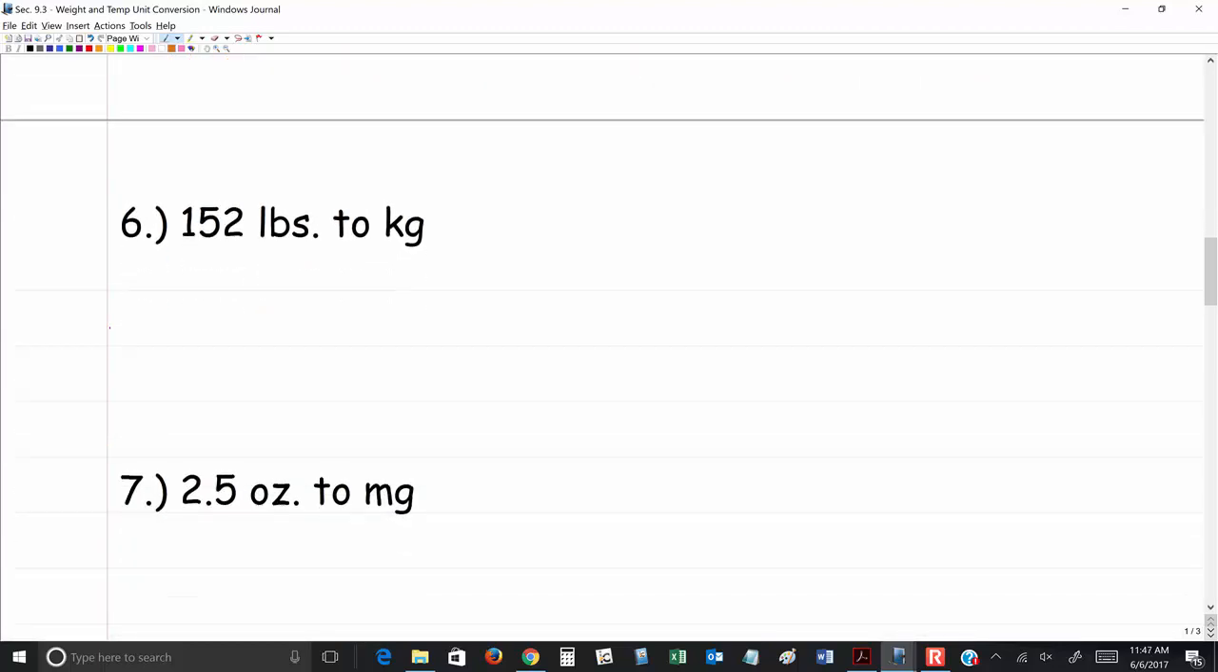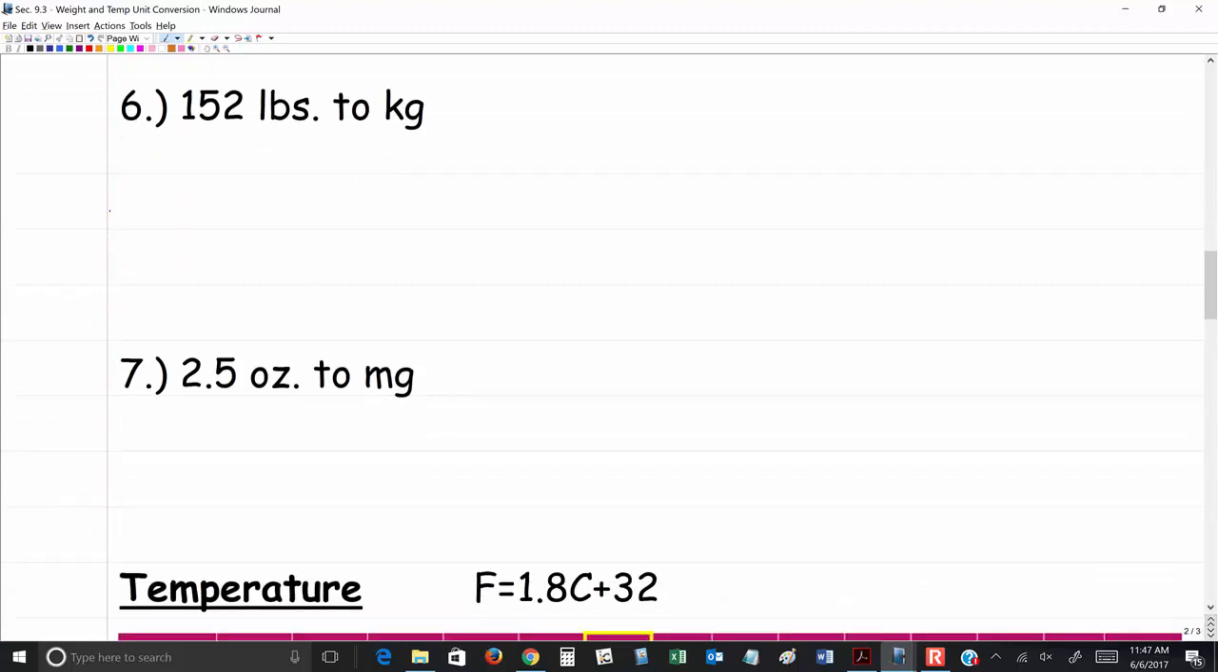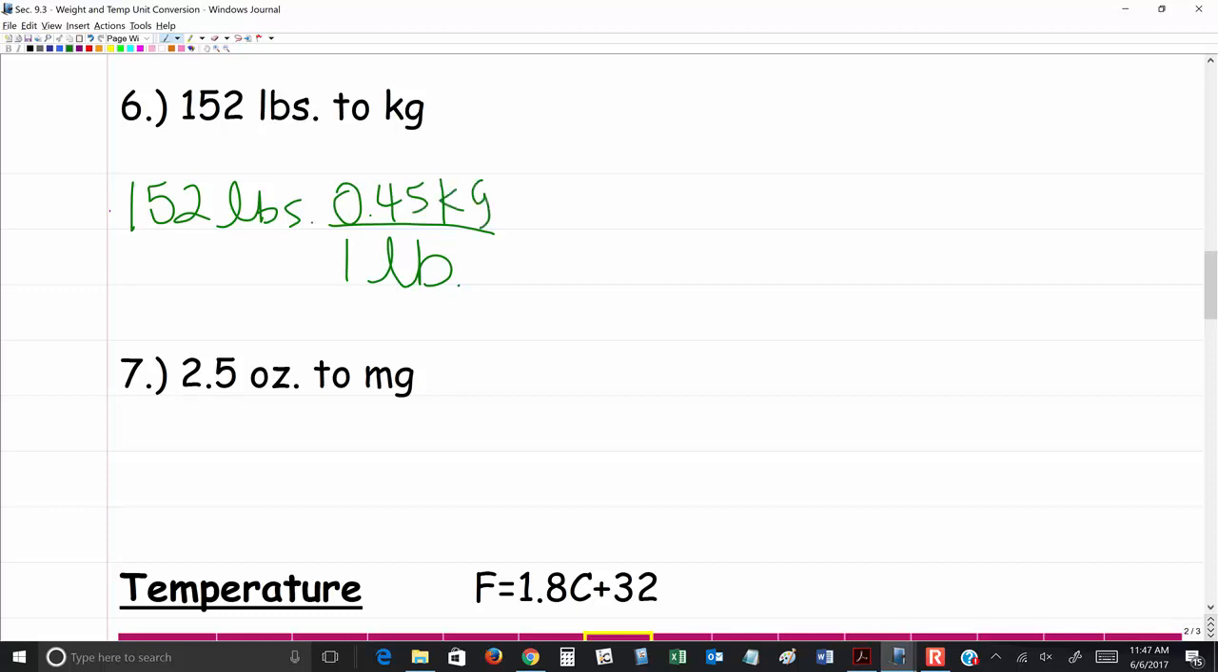And then pounds to kilograms, that's another direct conversion factor we have. 152 pounds. 1 pound equals 0.45 kilograms. So we just multiply 152 times 0.45, 68.4 kilograms.